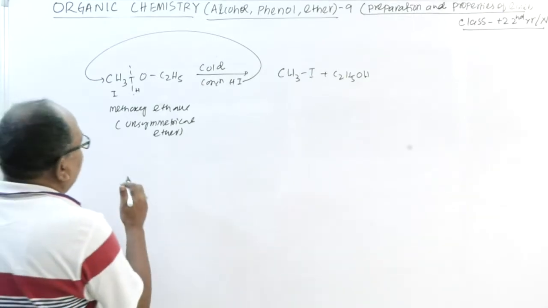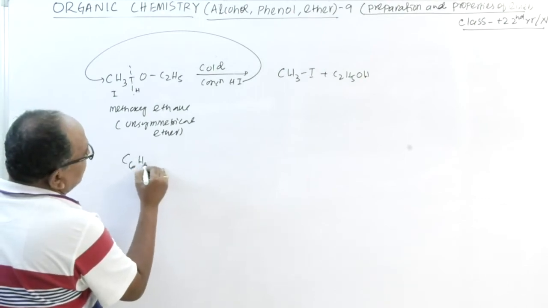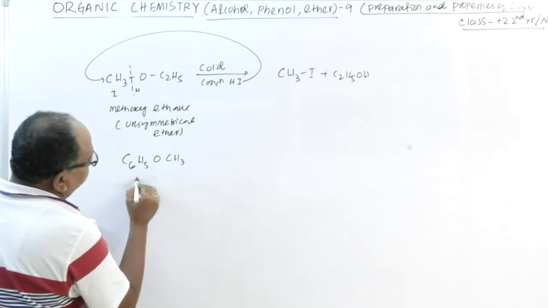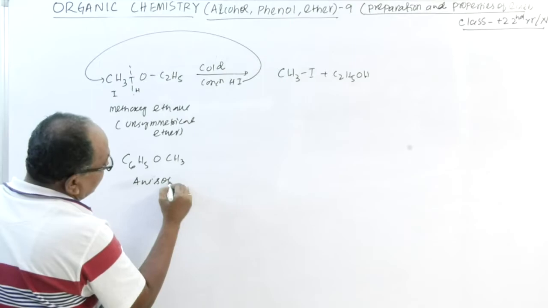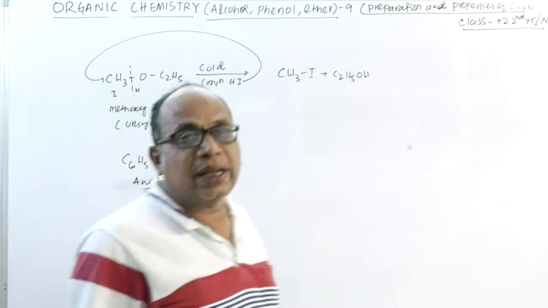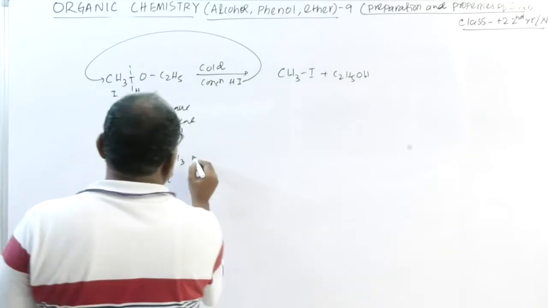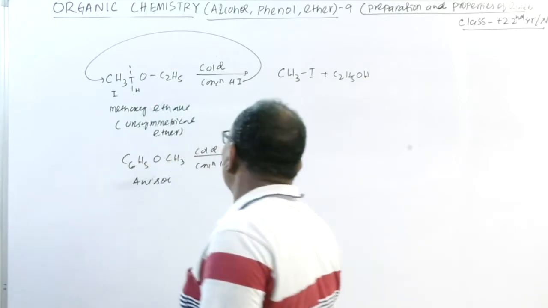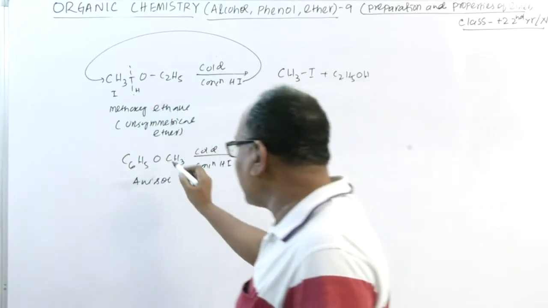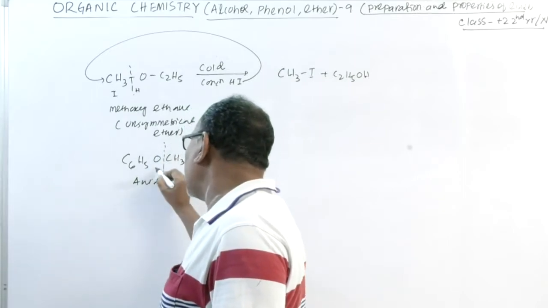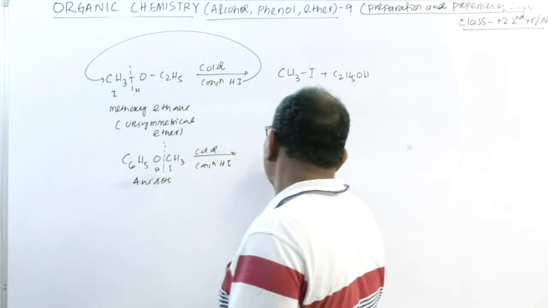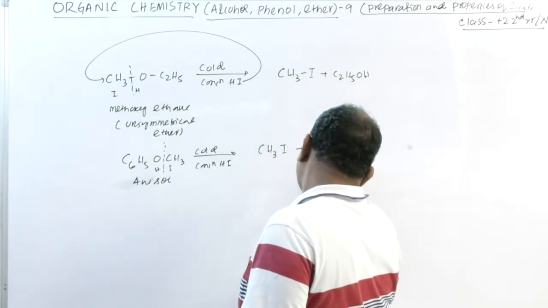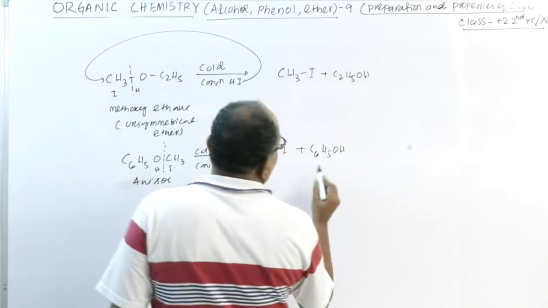Suppose you take anisole. What is anisole? C6H5OCH3. This is called anisole, that is an aromatic ether. When heated with cold concentrated HI, what will it give you? The bond breaks here, this side H, this side is your I. This becomes CH3I plus C6H5OH. This is your phenol.